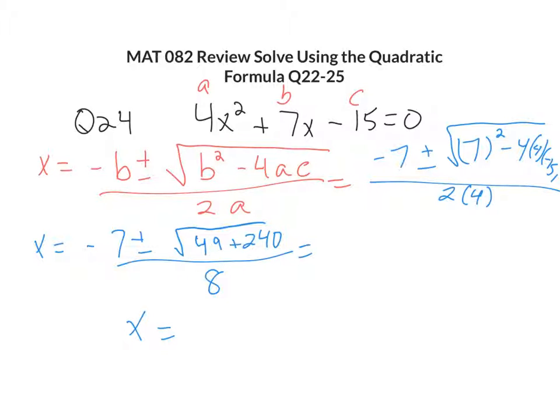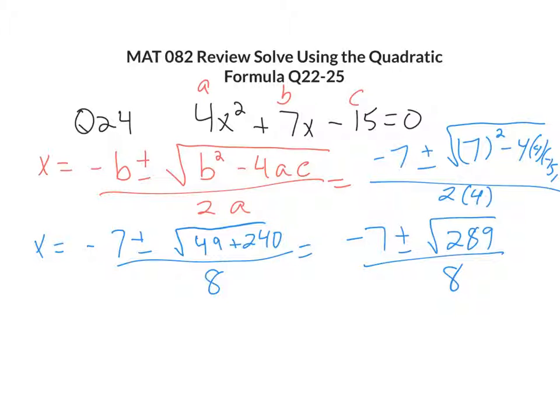I'm going to go ahead and combine 240 with 49. That gives me the square root of 249. Or sorry, not 249. I'm going to go ahead and erase this and rewrite it above because I end up taking up too much room here. So that's going to give me negative 7 plus or minus the square root of 289 over 8.